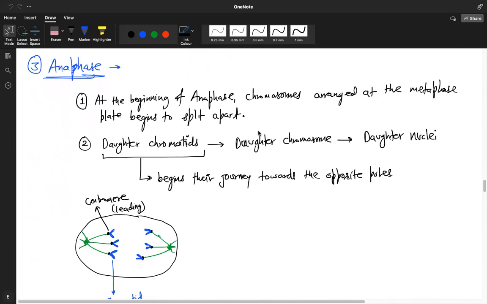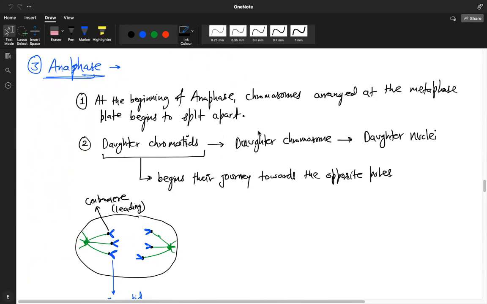Then the next phase is anaphase. At the beginning of anaphase, the chromosomes that were arranged at the metaphase plate begin to split apart, and from here we no longer call them sister chromatids. They are known as daughter chromatids. The daughter chromatids separate.